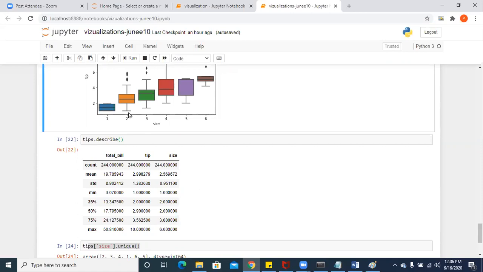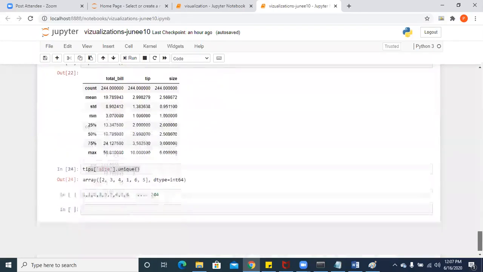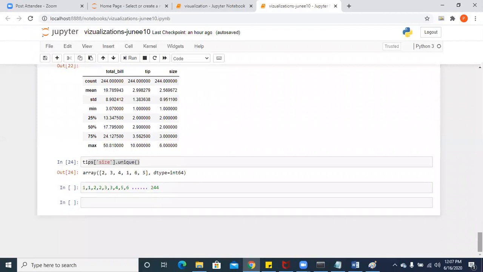So you can say that the median value, the middle value, is 3, the maximum is 4, the minimum is 5. So 25% of people gave something, 50% of the people gave 3 rupees, 75% of the people gave 4 rupees. Something else you can get like this. So this is what a box plot is. The box plot is very important, guys.